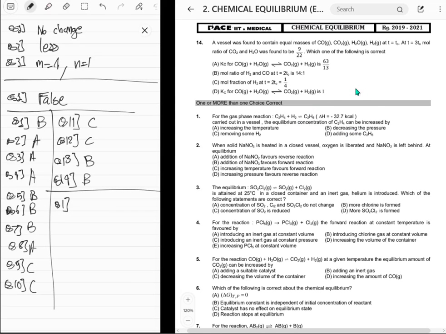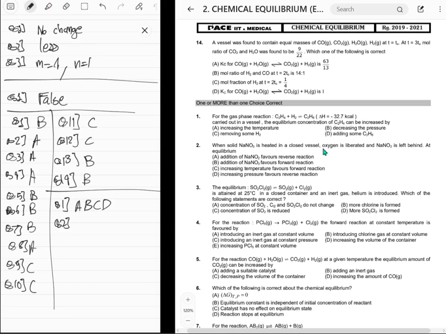Decreasing the pressure will in fact do that. In fact, increasing the temperature will also do that because the reverse reaction is endothermic. Removing some H2, yeah, that will do it. Adding some, of course. So all of them are correct. A, B, C, D.